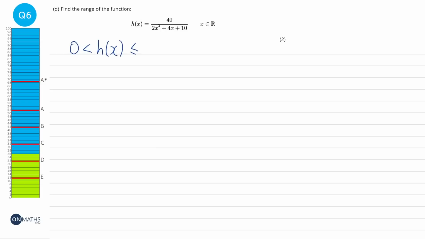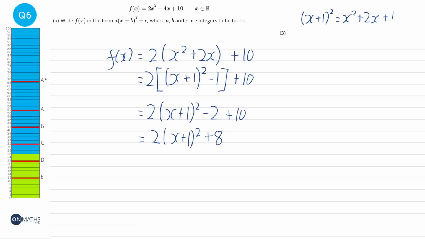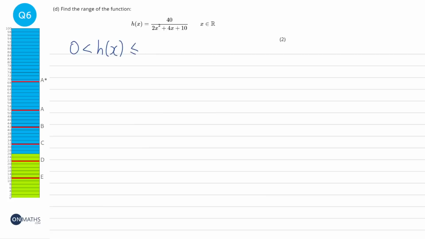Now to do that, it's no coincidence that they've repeated the same function from earlier, and we know we can rewrite this as our answer to part A. So that's exactly what I'm going to do. So instead of 40 over that, we're going to just get our answer from part A. So it would be 2x plus 1 squared plus 8.